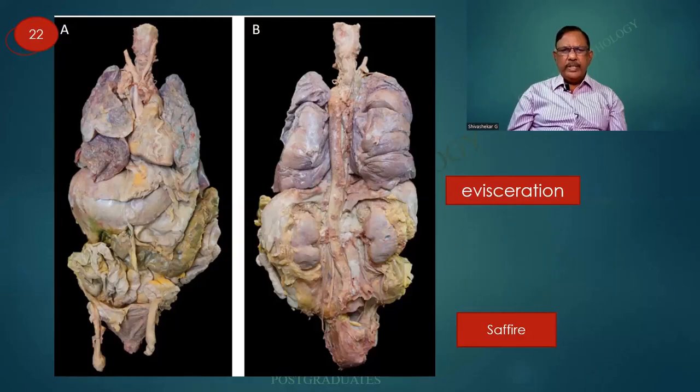I have got separate thoracic organs, separate abdominal organs. Pelvic organs we'll see later. So this is the advantage of evisceration. The method has been described as sapphire.